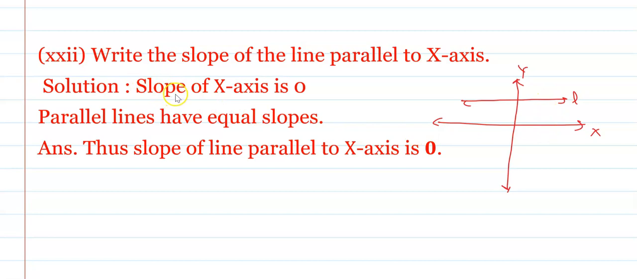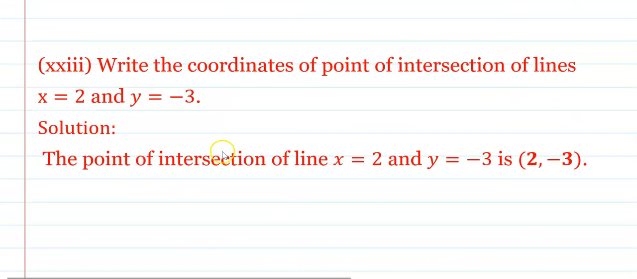Therefore, how will we write the answer? Slope of x-axis is 0. Parallel lines have equal slopes. Thus, the slope of line parallel to x-axis is 0. If two lines are parallel, their slopes are equal. Now the next question.